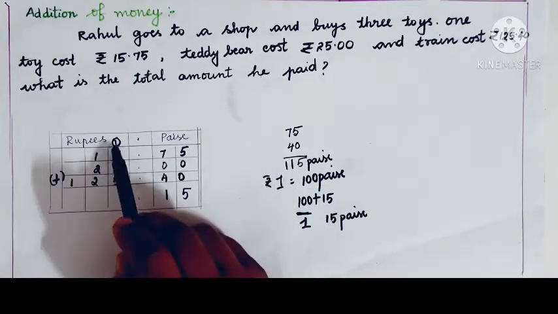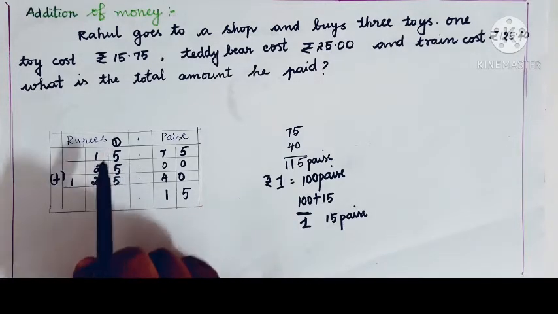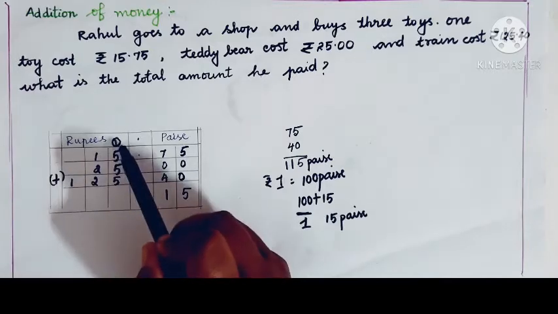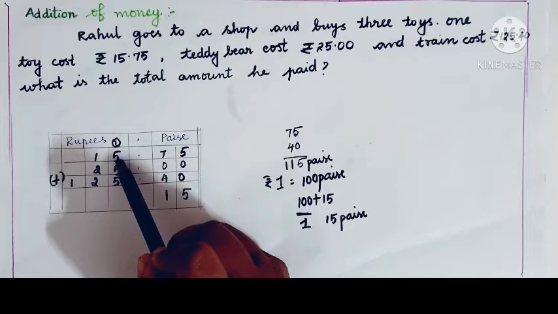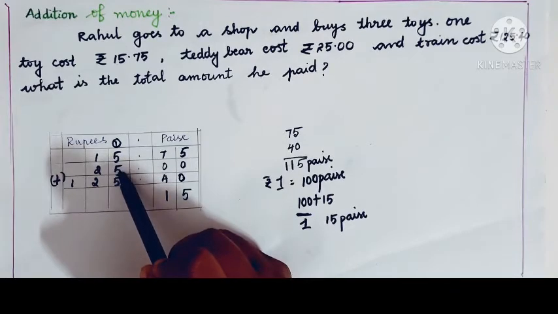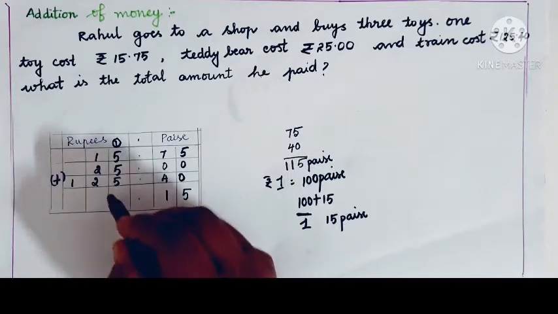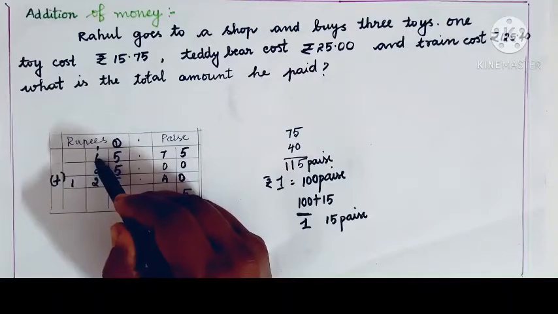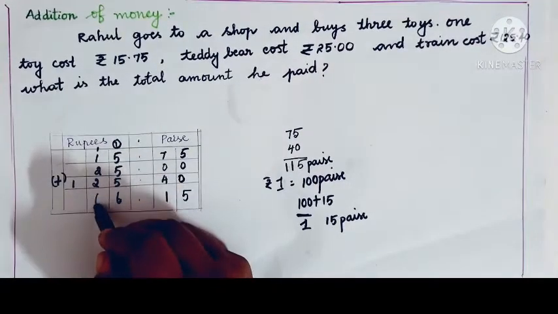So this 1 rupee is here now. That is, 100 pies we will make as 1 rupee and put it on the next column. So this will become what? 1 plus 5 is 6. Then 6 plus 5 is 11. 11 plus 5 is 16. So this will become 16, carry over 1. 1 plus 1 is 2. 2 plus 2 is 4. 4 plus 2 is 6.